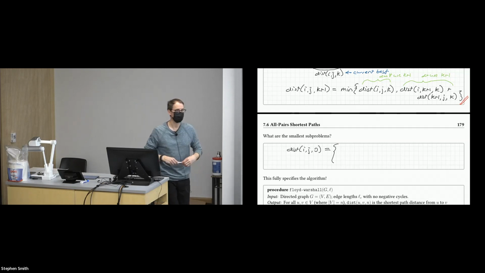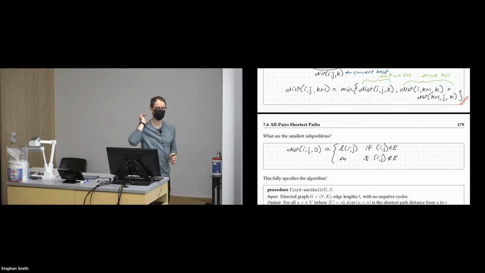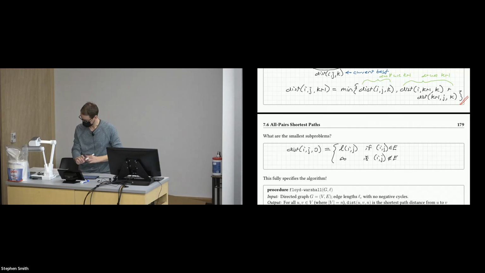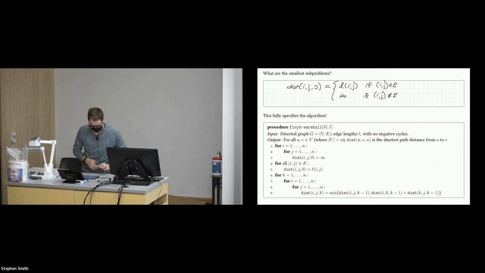Exactly. So if I have an edge directly from i to j, then it's just going to be Lij, if ij is in my edge set. But it's infinity if it's not in my edge set.